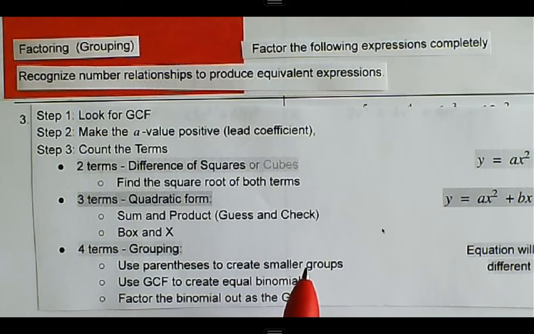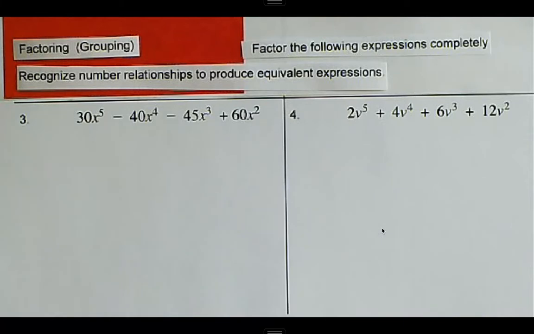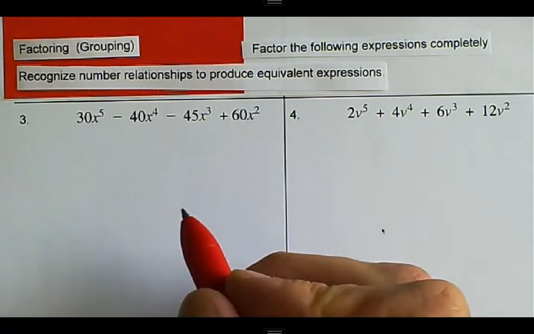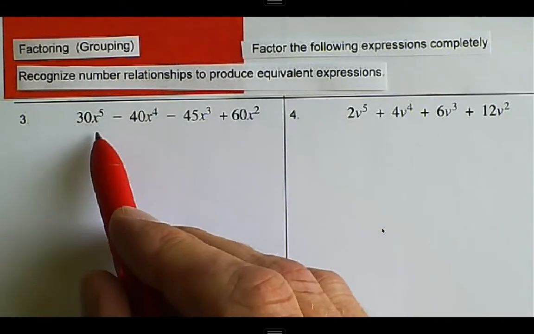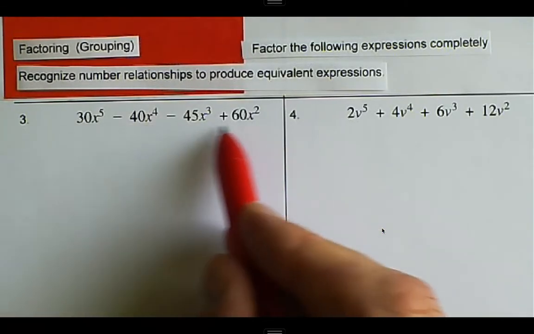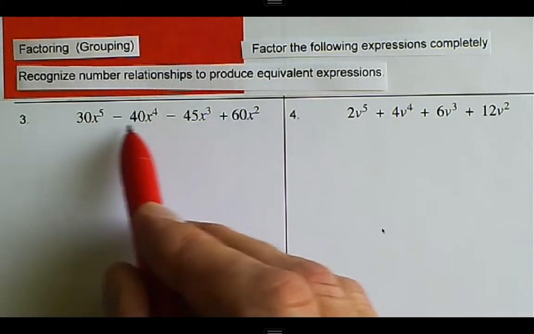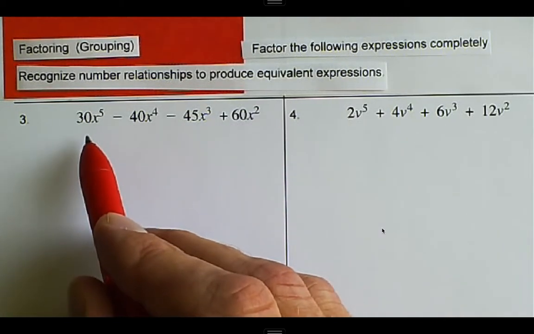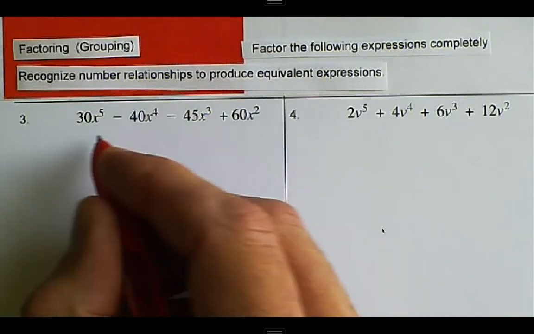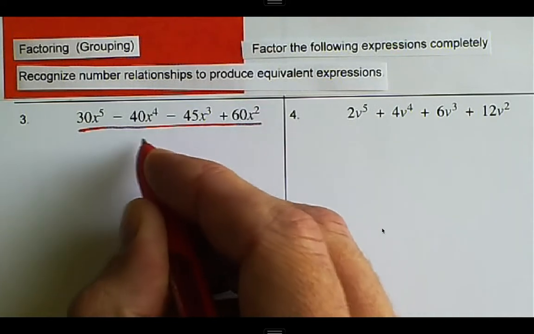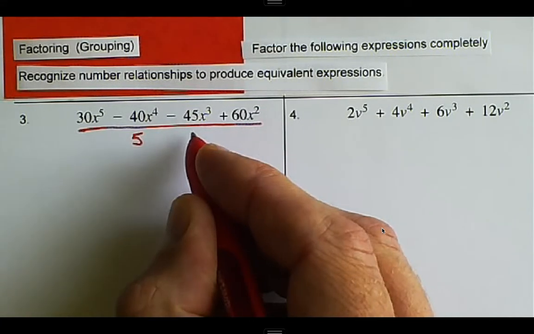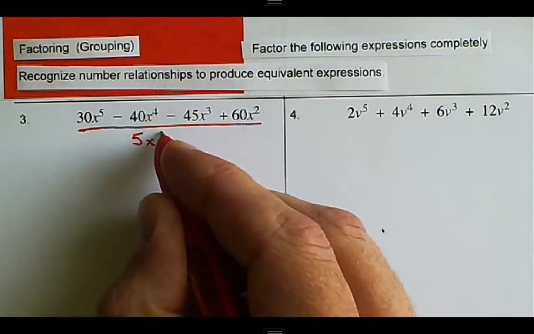Use parentheses to create smaller groups. Use the GCF of each small group to create equal binomials, and then factor the binomial out. So if we look at what we have here, we can see that each one of these has an x in them, and each one of these is also divisible by 5. So let's factor out a 5, and we can factor out an x squared out of all of these.